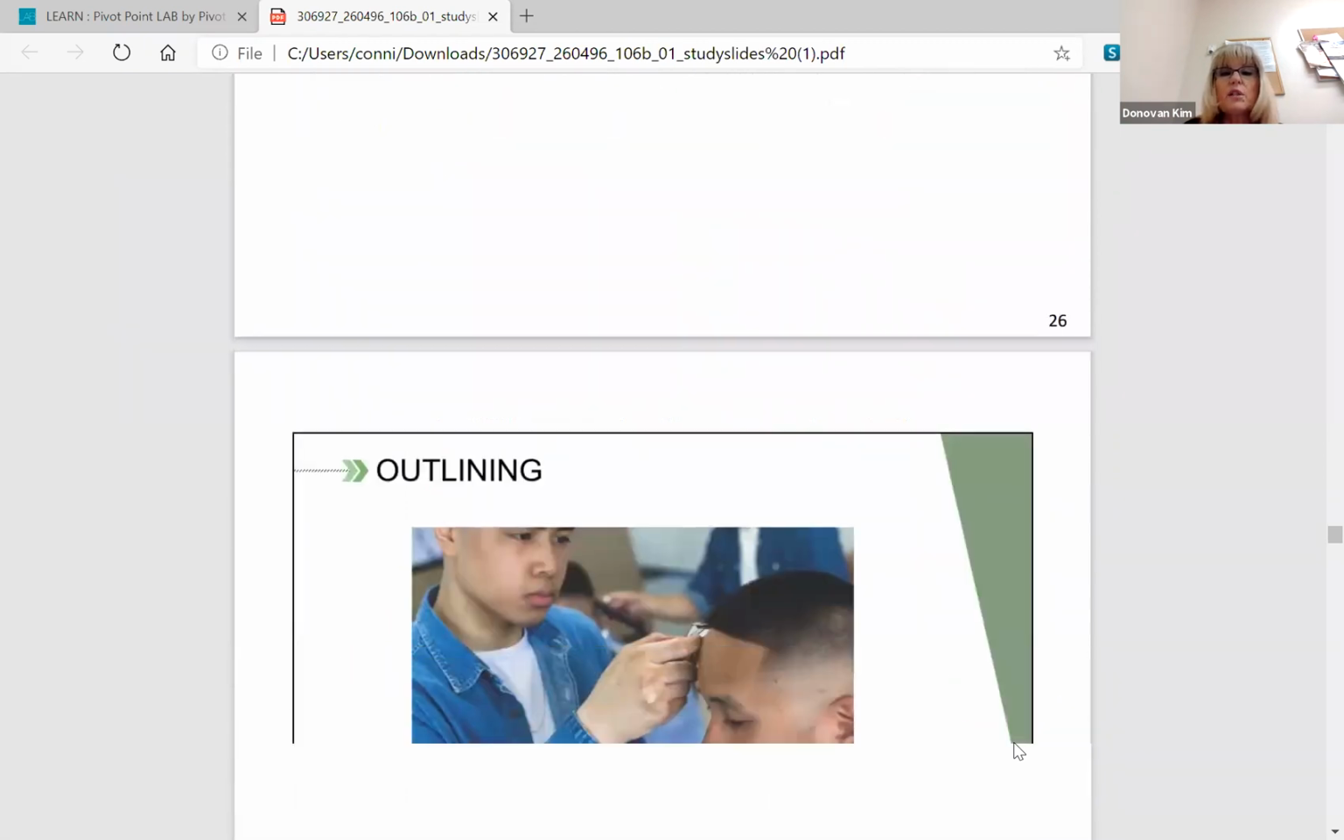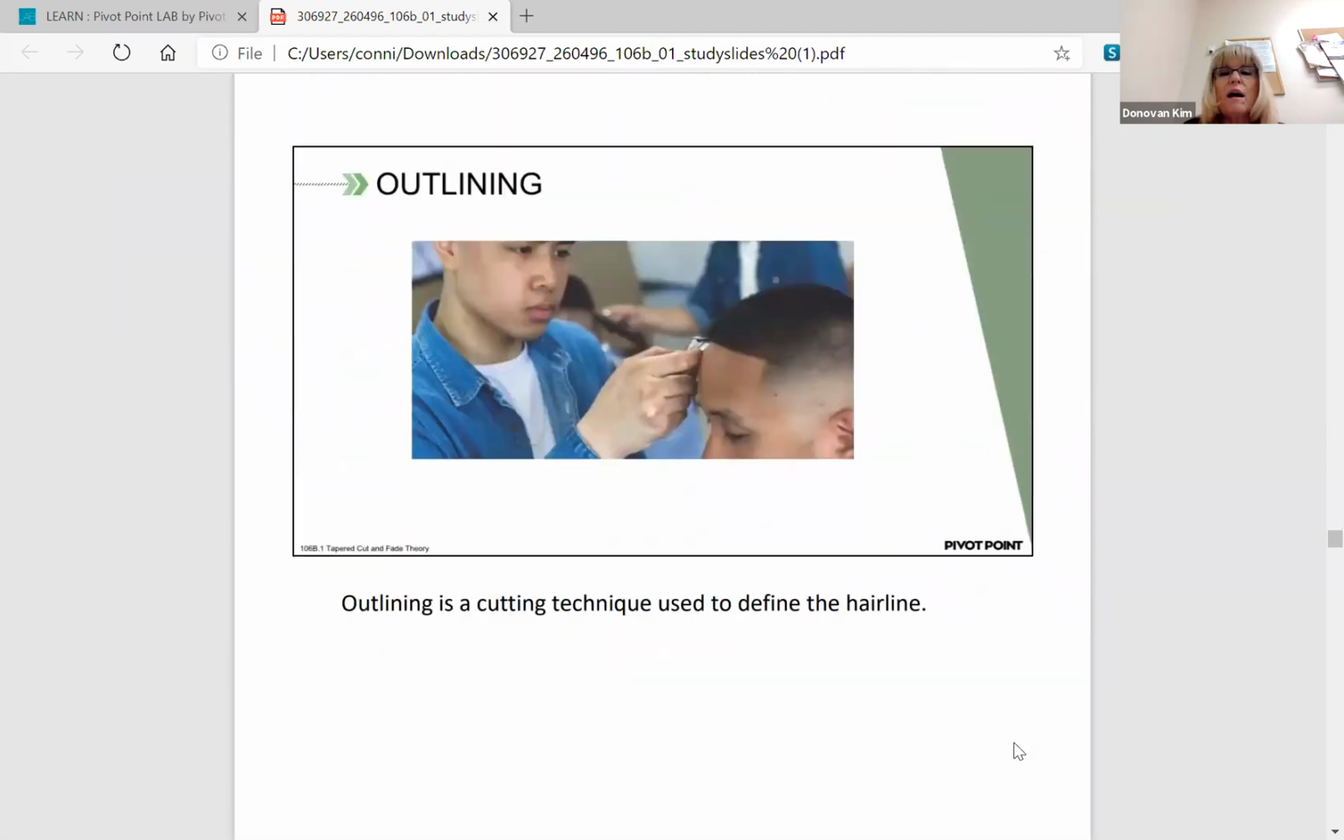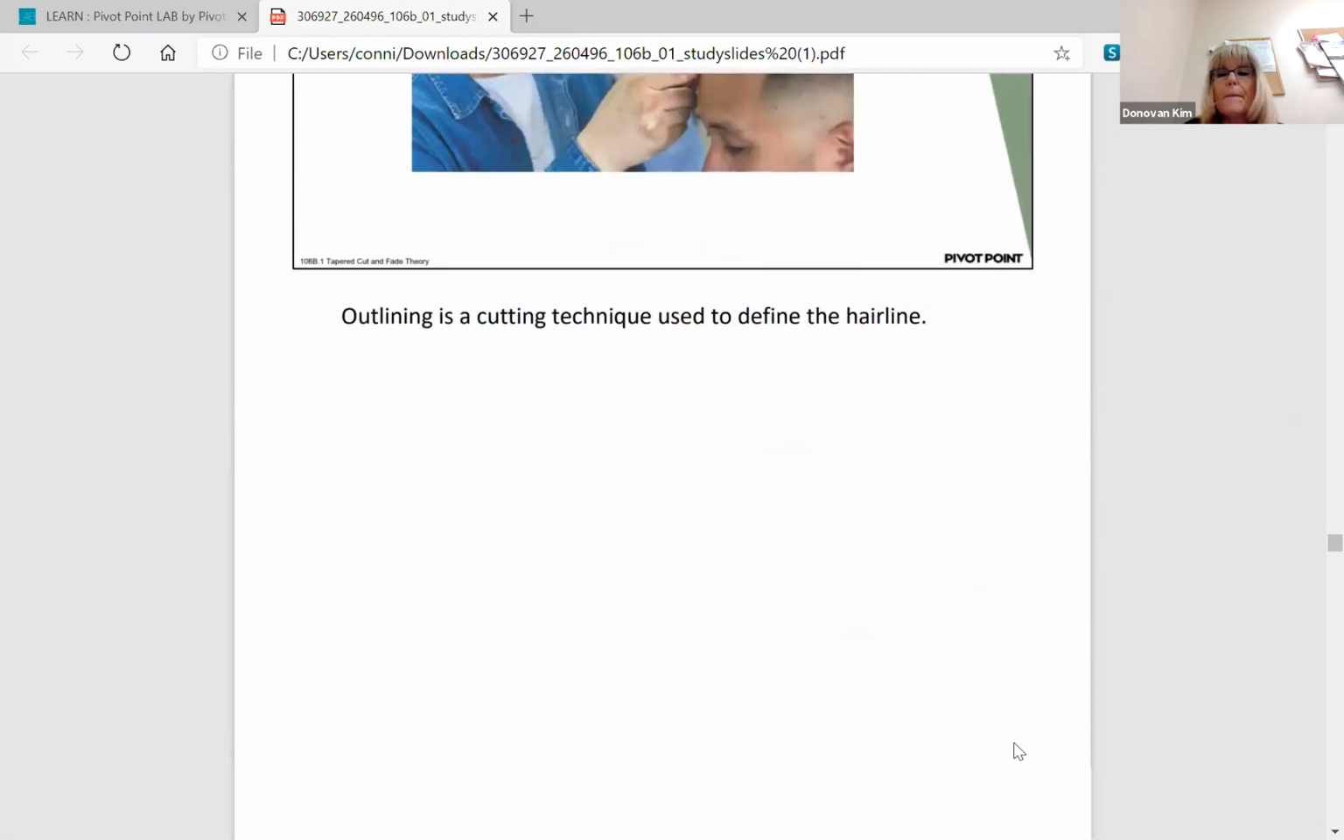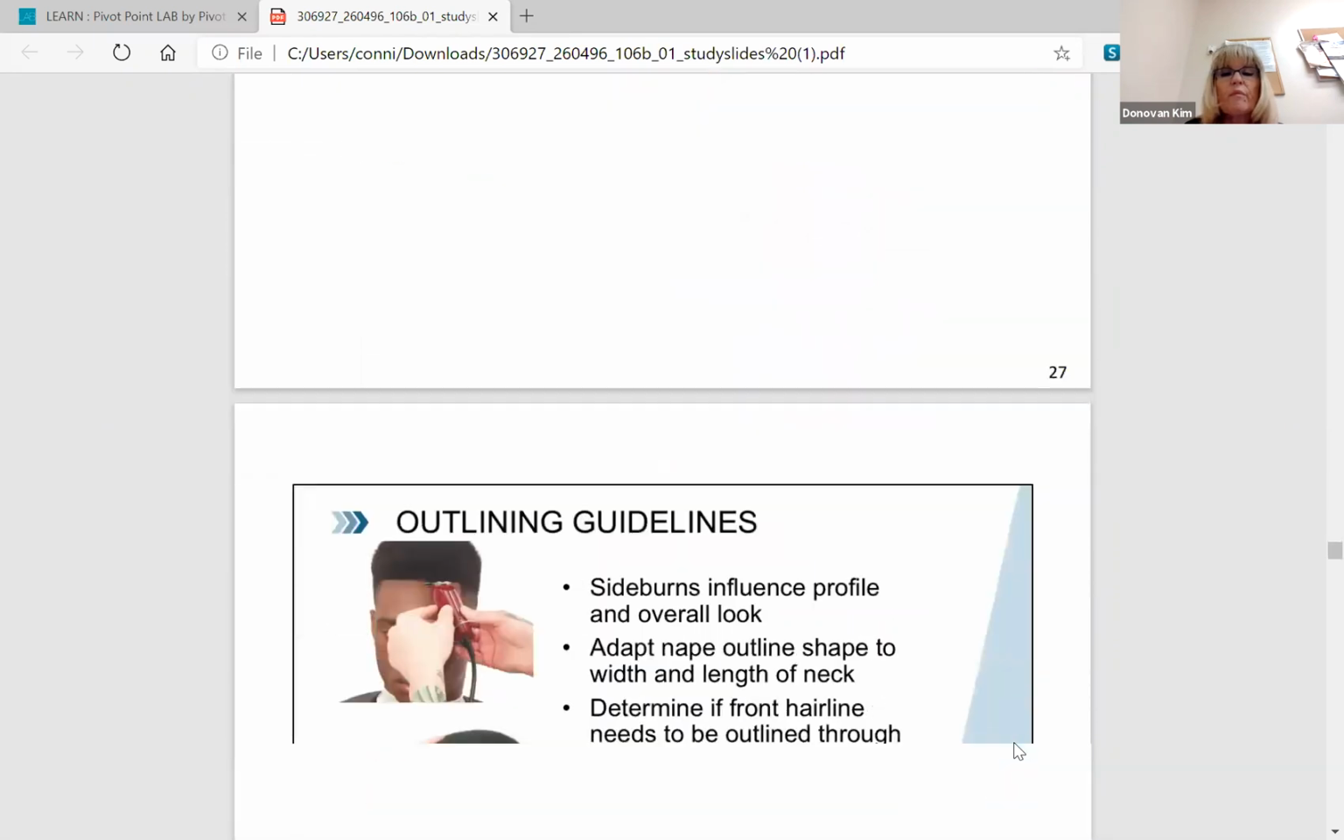Then we get to outlining. Okay, this is a cutting technique used to define the hairline.